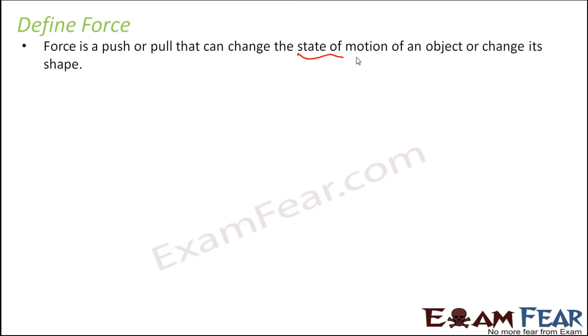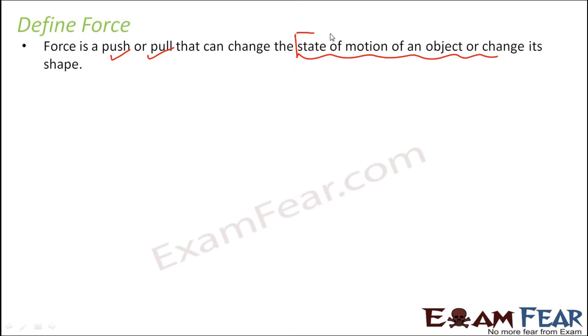Now we will see what we mean by state of motion and what we mean by how it changes shape. So we will see all that. But when we talk about force, force could be a push, it could be a pull, it could be lifting an object, it could be dropping an object, it could be carrying an object. So all of these would require a force to be applied on that object. Now this force, what will it do? It can either change the state of motion of an object.